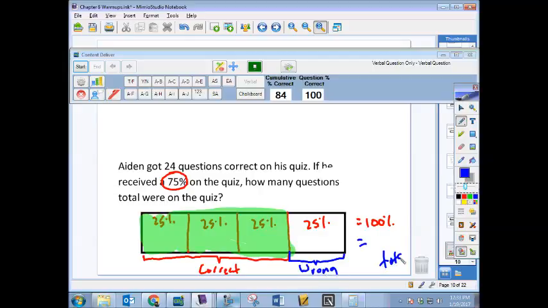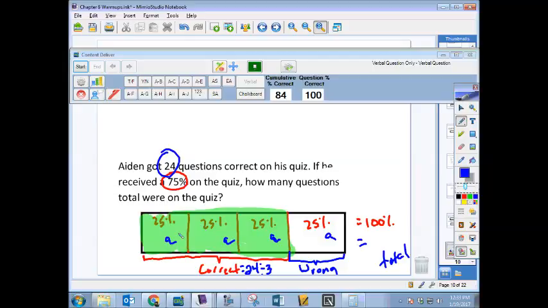So over here we know we're talking about total questions. So ask yourself real quick, is 24 questions the amount that he got correct, incorrect, or the total questions on the test? Correct. He got 24 correct, right? All right. So looking at this now, I need to figure out how many questions are in each one of these boxes. How am I going to figure that out? 24 divided by 3.